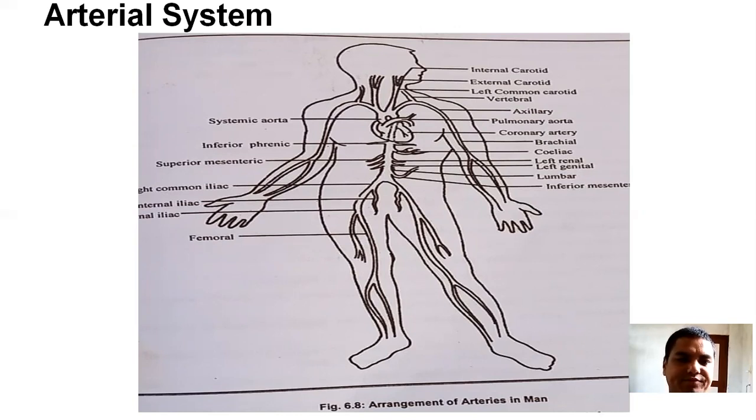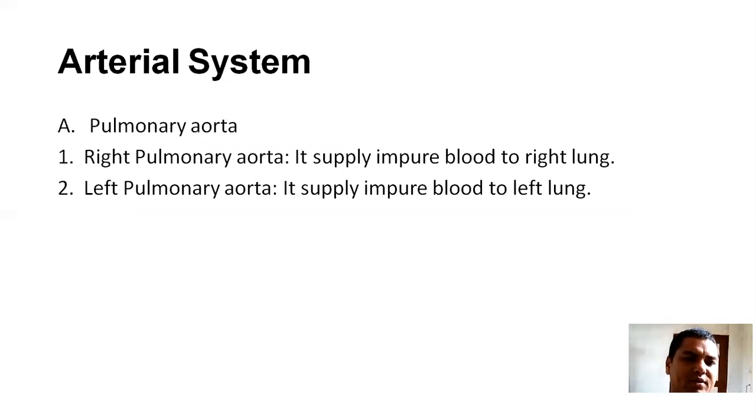Please see here. Pulmonary aorta consists of two branches. They are the right pulmonary aorta and the left pulmonary aorta. Right pulmonary aorta supplies the impure blood to the right lung, and left pulmonary aorta supplies the impure blood to the left lung.